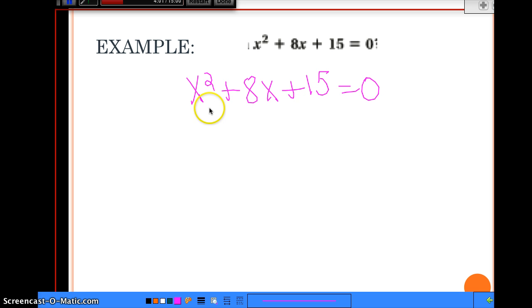Sometimes they'll scramble it up on you. Also make sure it's in standard order, which means highest exponent first. Now we're going to go ahead and factor. Is there a GCF? No. Is it a difference of perfect squares? No, that would be a binomial.